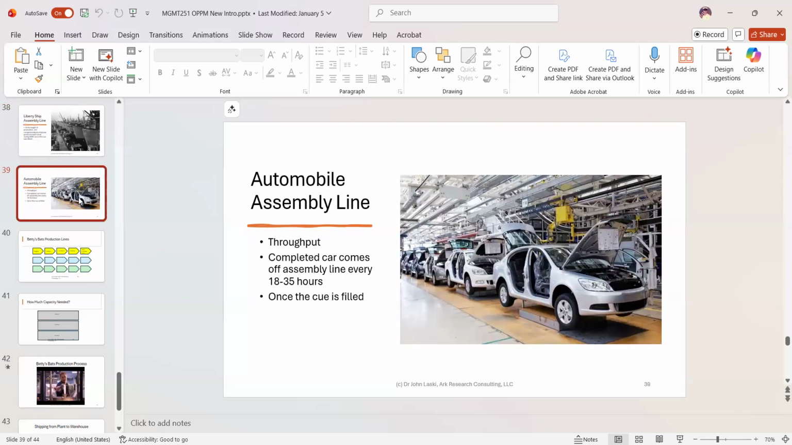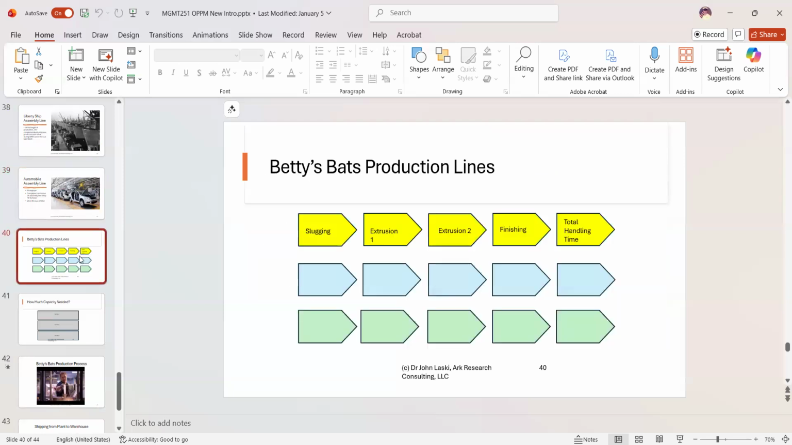It's not too dissimilar from an automobile assembly line. A completed car typically comes off the assembly line every 18 to 35 hours. You mean in 18 hours, somebody can take just steel and tires and wires and all of this and push out a car? Well, again, once the queue is filled. And so we'll talk about Betty's Bats, our final deliverable in that context.